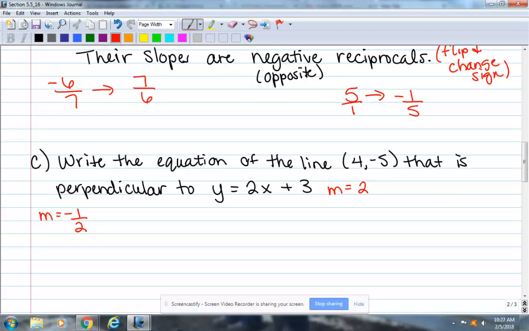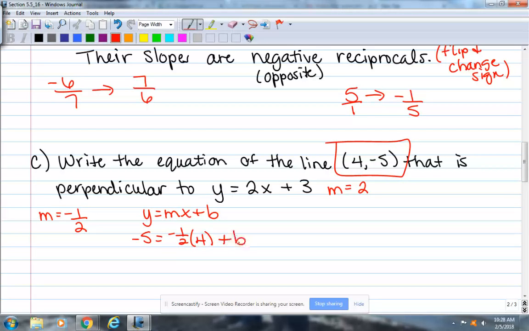Okay, so now we get our B. We're going to use this ordered pair. What goes in for Y? -5 equals -1/2 times what's X? 4. What's -1/2 times 4? -2.